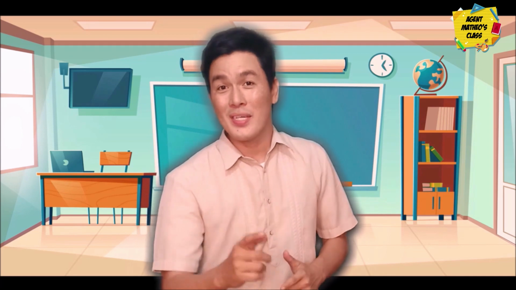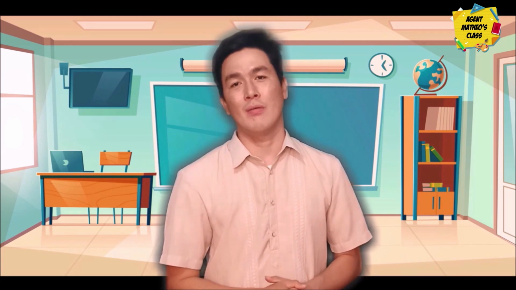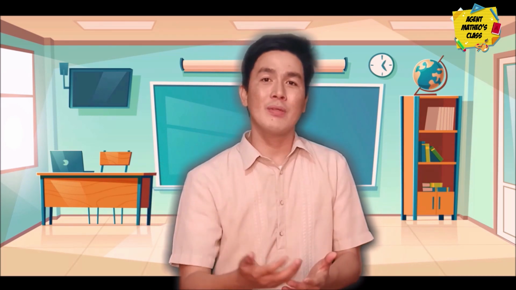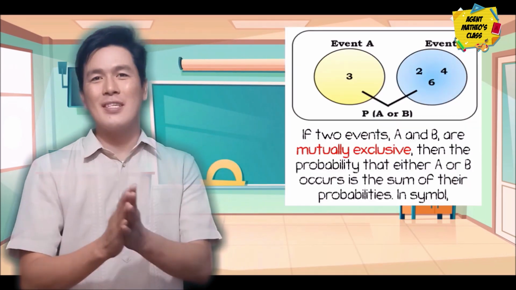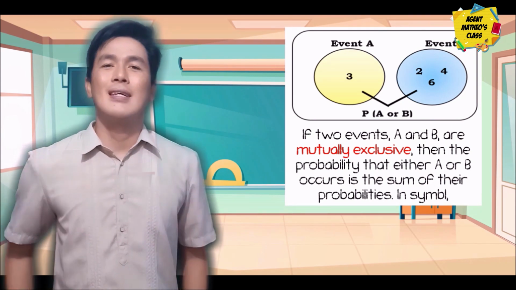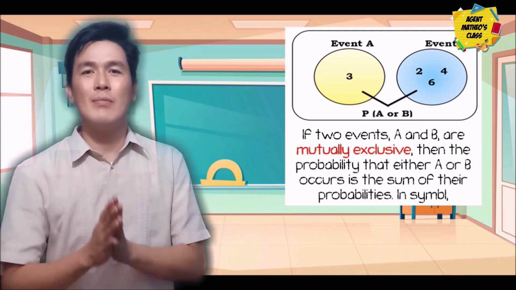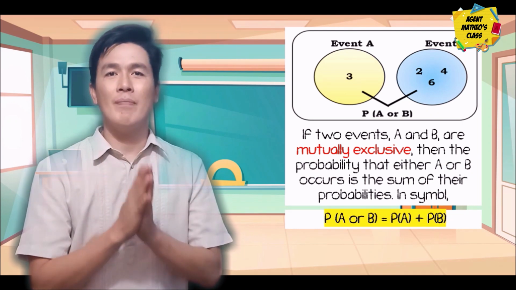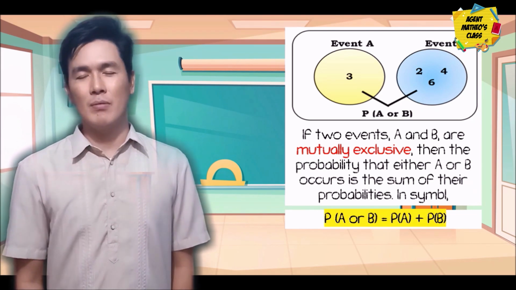As you notice, you are just adding the probability of each event because from the very start, the two events have no outcome in common. This tells us that the probability of these events happening together will be equal to 0. So, if two events A and B are mutually exclusive, then the probability that either A or B occurs is the sum of their probabilities. In symbols, we can write this as P of A or B is equal to the probability of A plus the probability of B.